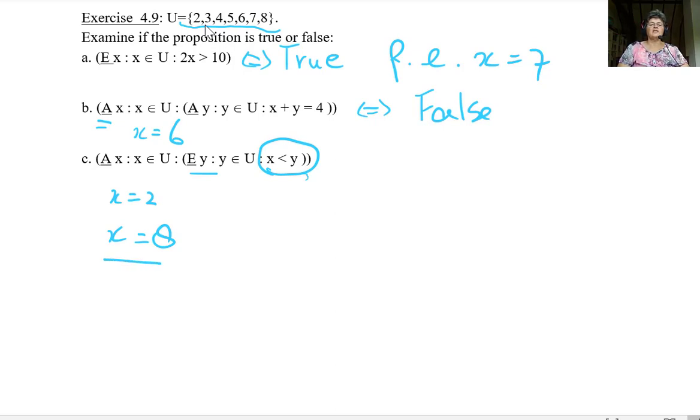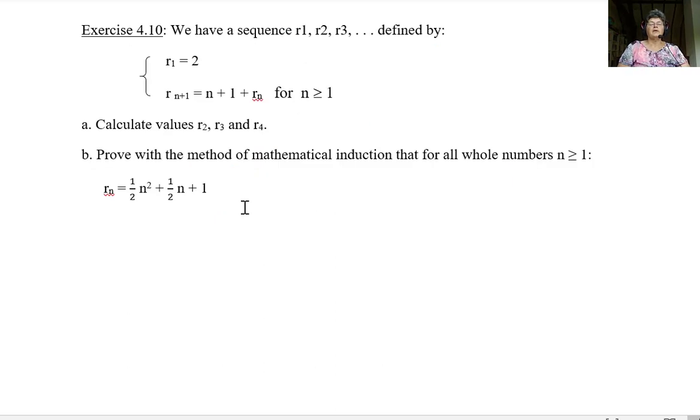So if x is 8, can I now find an element from the universe in such a way that 8 is smaller than y? And then the answer is no, I can't. So C1 is equivalent with false. We found a counterexample. Again, a mathematical induction question.